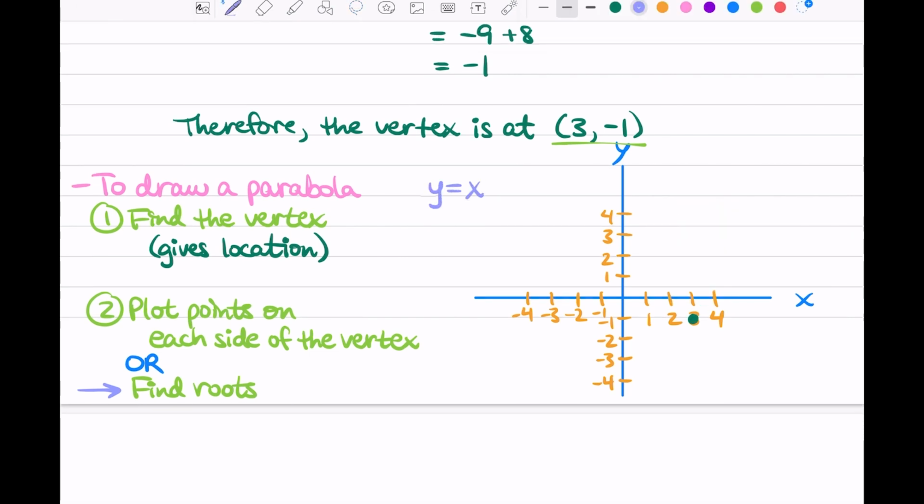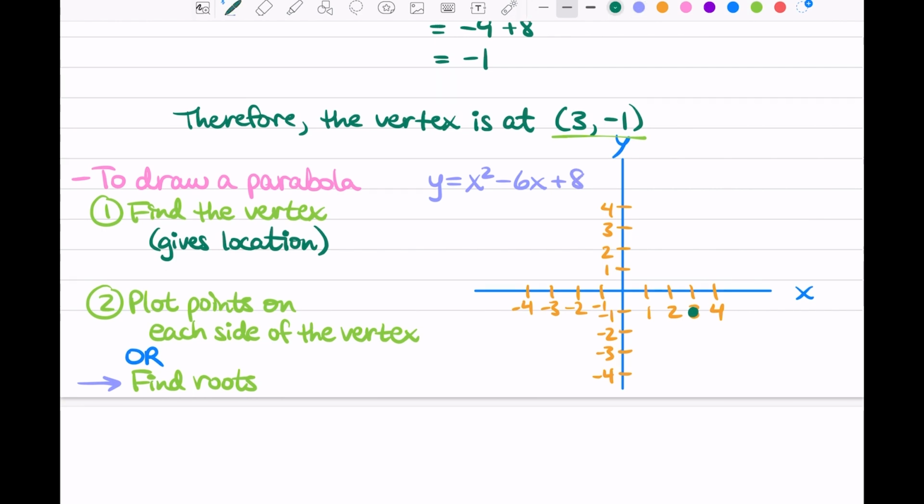Our quadratic equation was y equals x squared minus 6x plus 8. So we want to plug in points on each side of the vertex. Let's look at the left side. We can pick any x value. Let's pick 1. Plugging that in, we get 1 squared minus 6 times 1 plus 8. 1 squared is 1, minus 6, plus 8. 1 minus 6 is negative 5, and we have our plus 8. Negative 5 plus 8 gives us 3. So x equals 1 and y equals 3 is a point on the parabola.